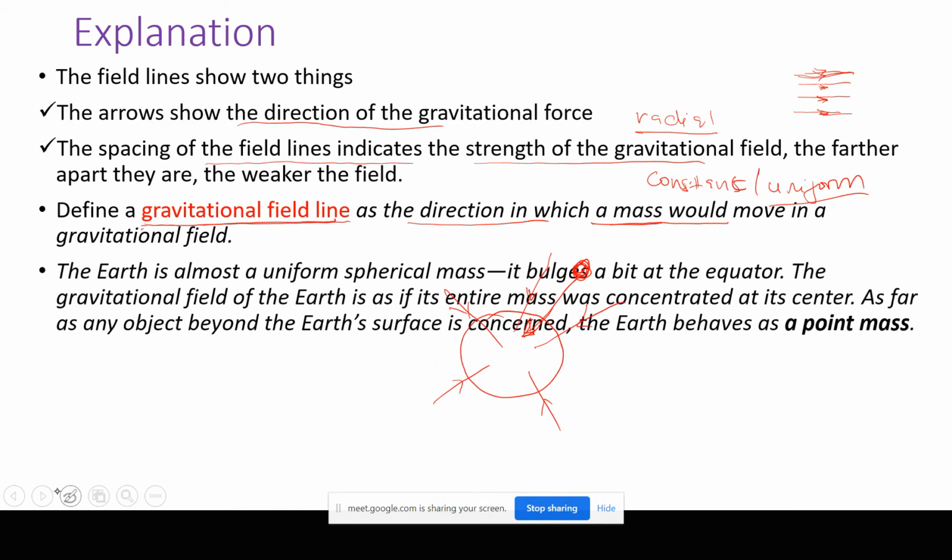So we have already said the Earth is almost a uniform spherical mass. Some people say it bulges a bit at the equator. I think that is true geographically. Those doing geography can tell us whether it is true. It bulges a bit at the equator. I think that is true because from my small geography, that's what I saw. So the Earth bulges slightly.